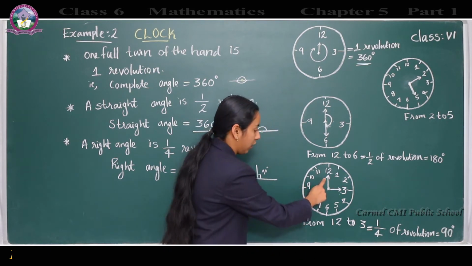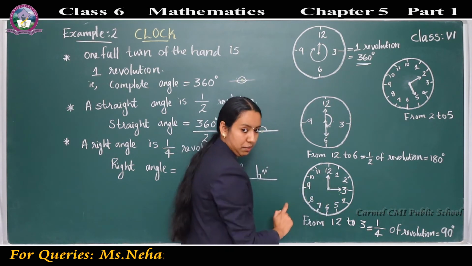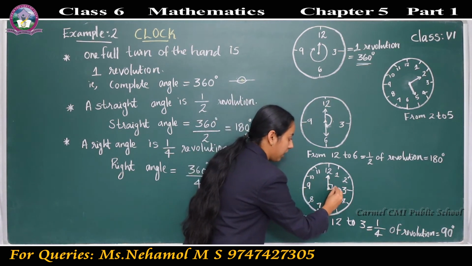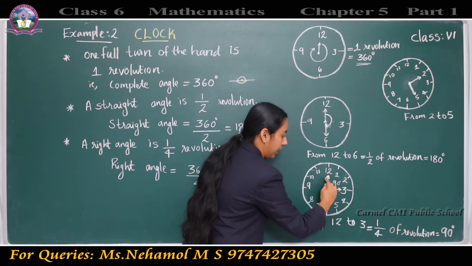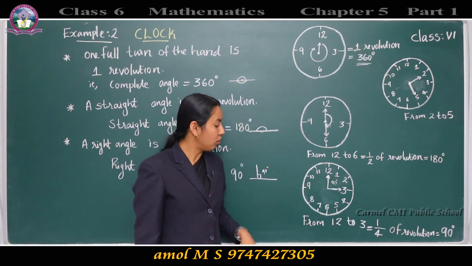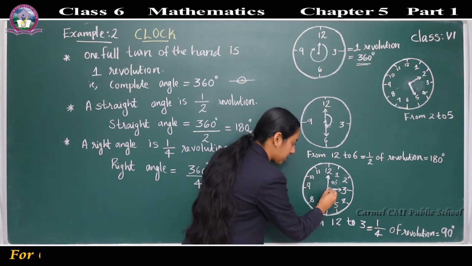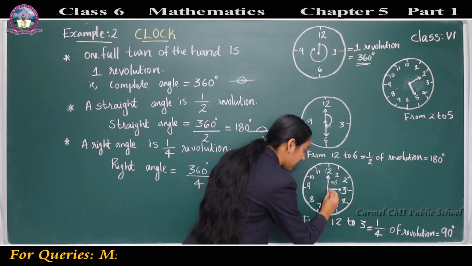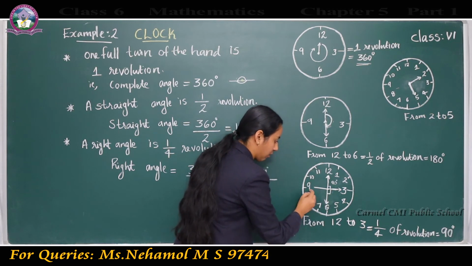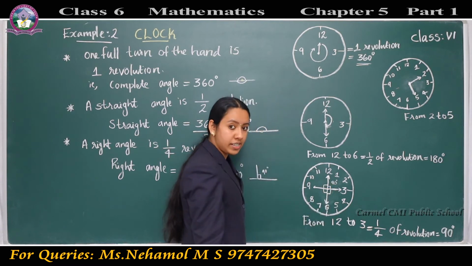Then suppose the hand of the clock starts at 12 and reaches 3. From 12 to 3, it is 1/4 of the revolution, so the angle formed will be 90 degrees. Now what about 3 to 6? If the hour hand of the clock moves from 3 to 6, a right angle is also formed. Then what about 6 to 9? That is also a right angle. Then 9 to 12, that is also a right angle.